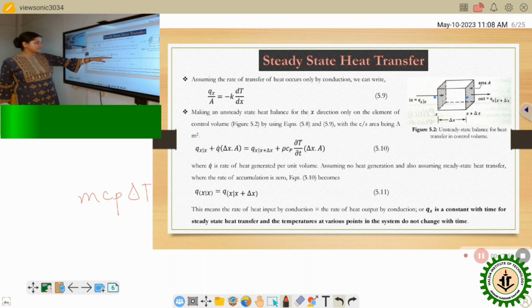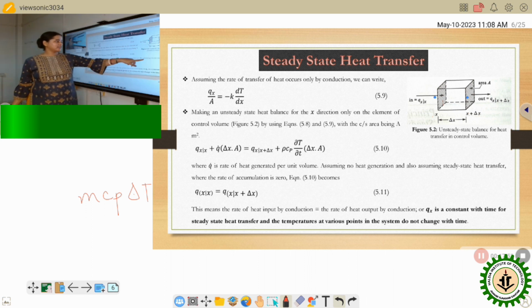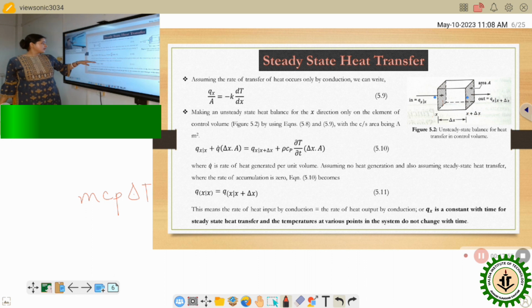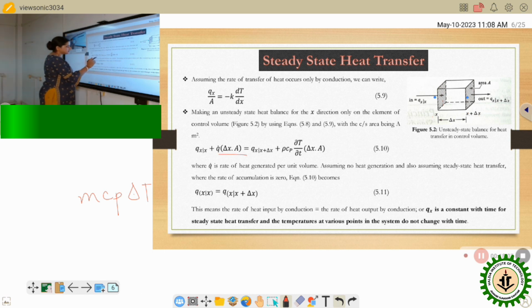So this is already done. Now assuming no heat generation and also assuming steady state heat transfer, where the rate of accumulation is 0, I'll be left with only this much portion. What did I just say? Assuming no heat generation, this portion will get cut. And if I consider steady state heat transfer, there will be no change in temperature with respect to time, so this will be equal to 0. If this becomes 0, then this total thing will become 0.